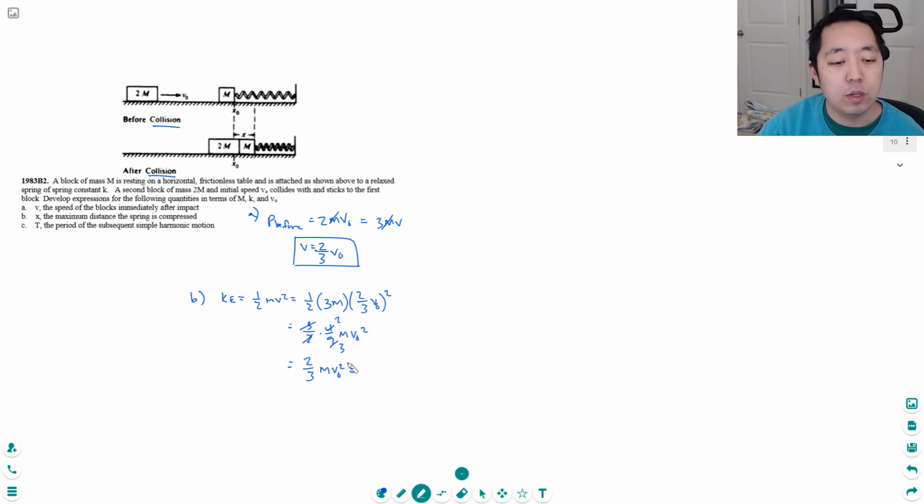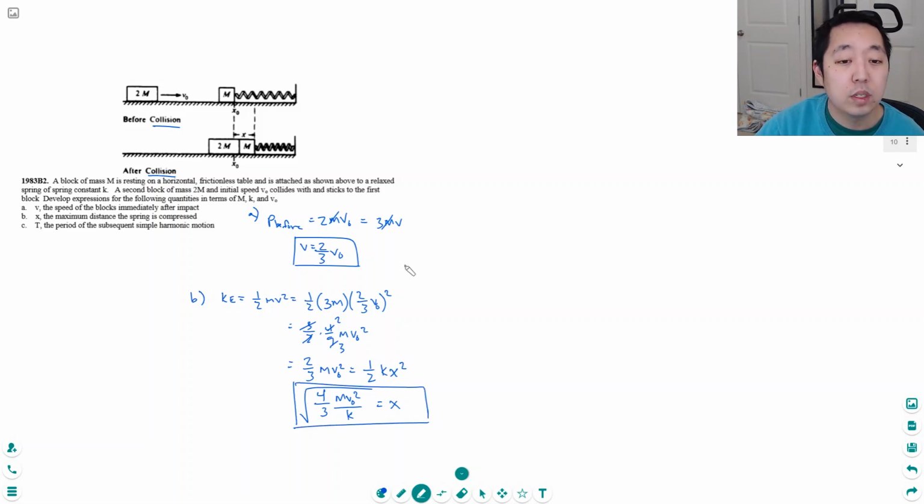And that has to equal the energy in the spring, which is 1/2 k delta x squared. I could just solve for delta x, or they're calling it x, so why don't I just call it x squared. I'm going to multiply by 2 and divide by k. So I have 4/3 m v naught squared divided by k is equal to x squared. So the square root of that is equal to x.